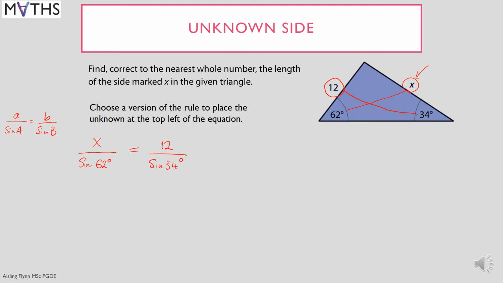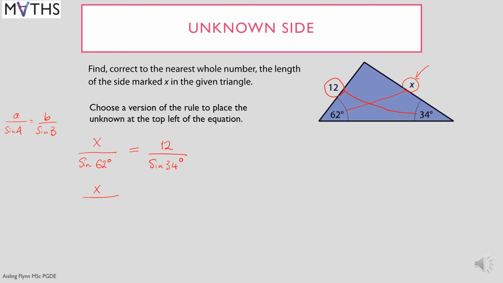Have a look at that. In this case we're putting the sides on the top and the sine of the angles on the bottom, and it should be the same on the left and the right. Remember this equation is a comparison. So what can we do next? Well, we can evaluate the two sines if we wish. It sometimes helps students to do this first.